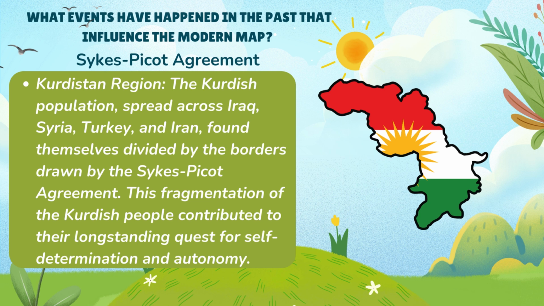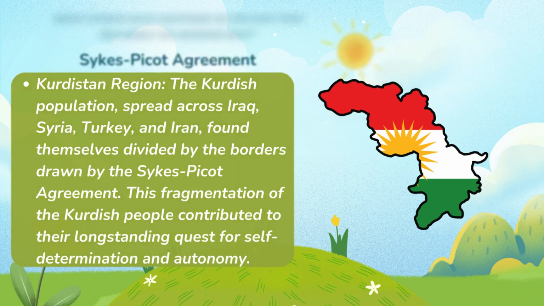So the Kurdistan region: the Kurdish population is spread across Iraq, Syria, Turkey, and Iran, and they found themselves divided by the borders that were drawn by the Sykes-Picot Agreement. This fragmentation of the Kurdish people contributed to their longstanding quest for self-determination and autonomy.